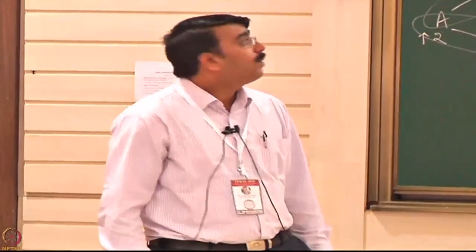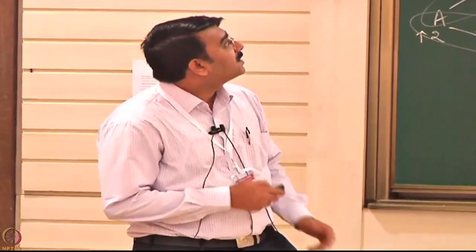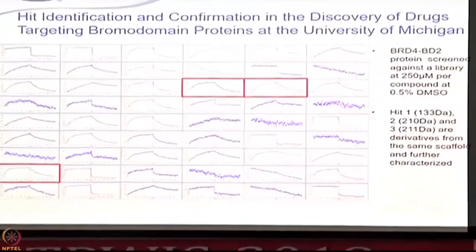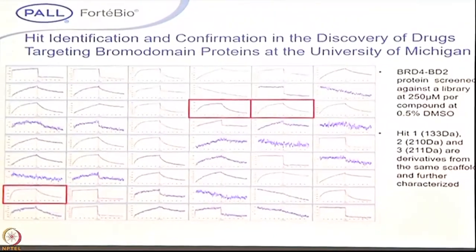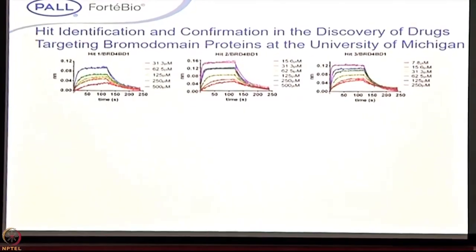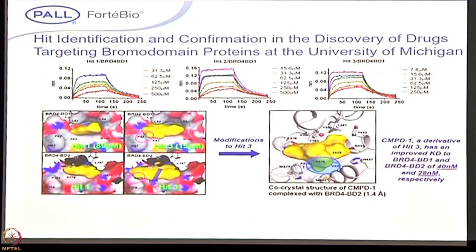One more important area is drug discovery applications, small molecule protein interactions. With one concentration, you can screen as many compounds as possible, and then based on the off rate, you can select the right candidates. This is work from the University of Michigan. They published on this. They developed three hits with complete kinetics characterization using this.